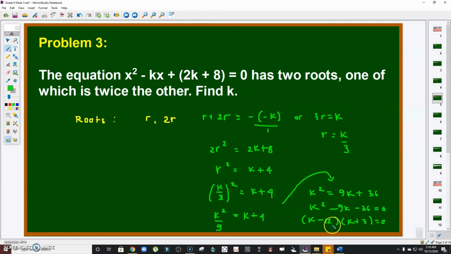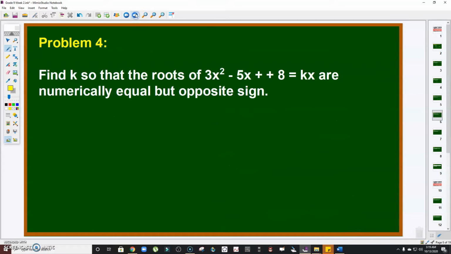Right? So, clearly, there are two values of k here. One is 12. The other one is negative 3. Pinagkasya ko dito. Well, anyway, okay na yan. So, once again, the answer here is, there you go, k equals 12 or negative 3. Clear? Okay, next, problem number 4.